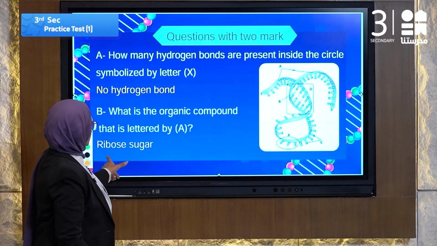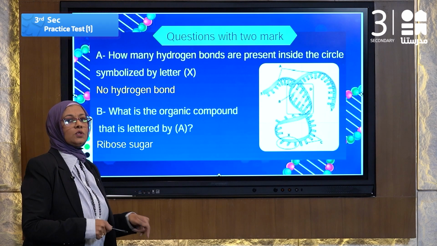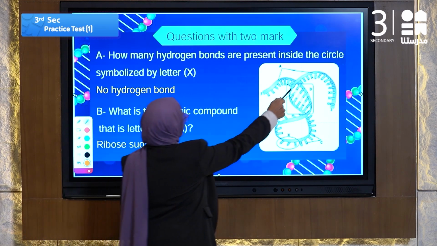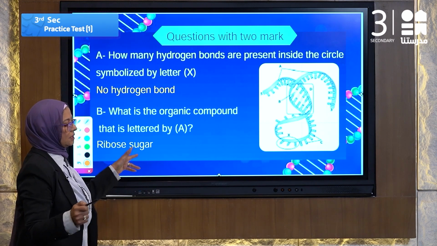Ribose. Okay, ribose. Why we going to tell that deoxyribose? Because it's a single strand, not a double strand. Single strand means ribose sugar, not deoxyribose sugar.